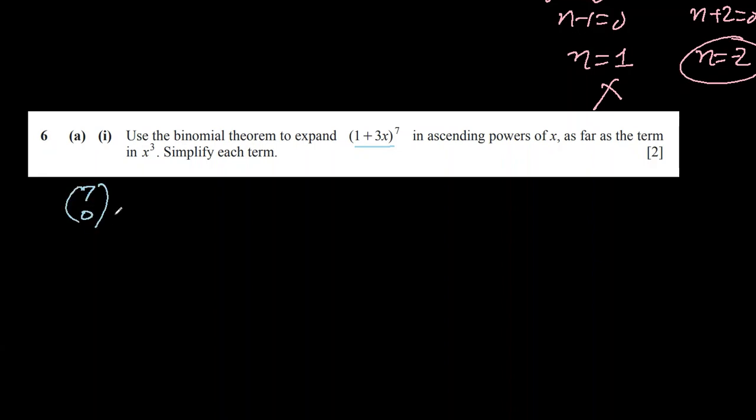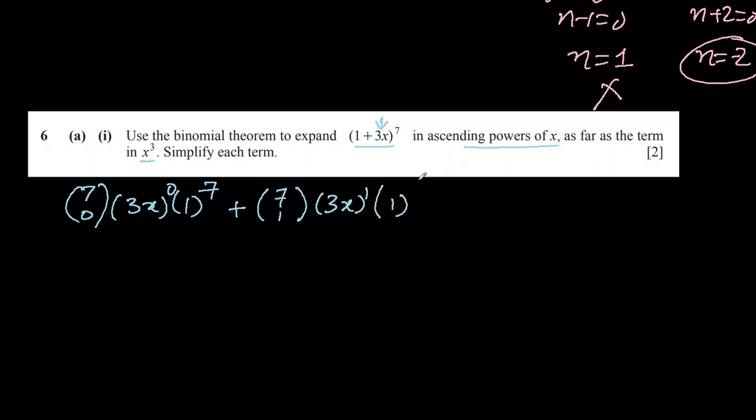So 7c0, and then power of 3x has to be 0 because they're saying up to x cube, ascending powers of x. So we will take this as the first term, 3x to the power 0, and 1 comes out to be the second, which will have all of 7 power. Then 7c1, 3x to the power 1, 1 to the power 6. The sum of this exponent and this exponent should be equal to the total number of exponent in the original binomial.